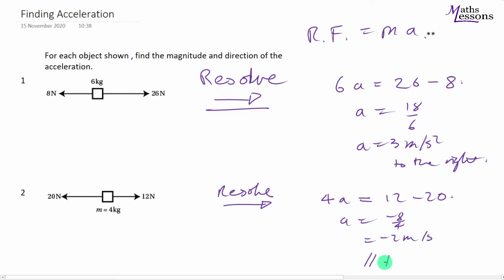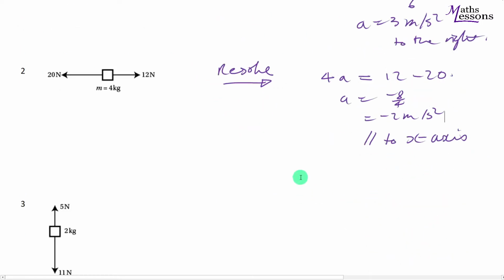And from that, we can see it's going to be in a negative x direction because we've got minus 2 meters per second squared parallel to the x-axis.